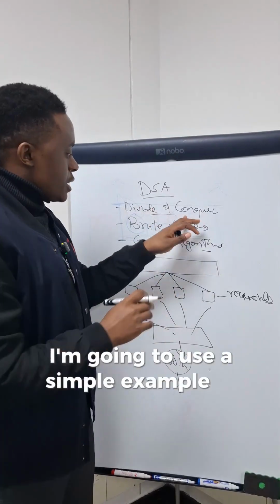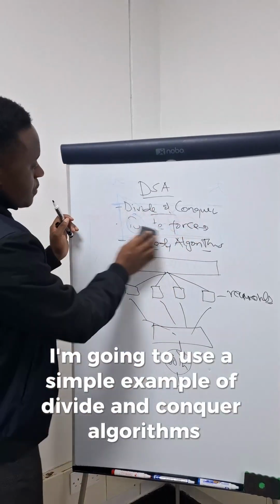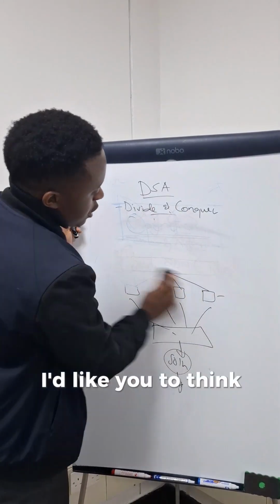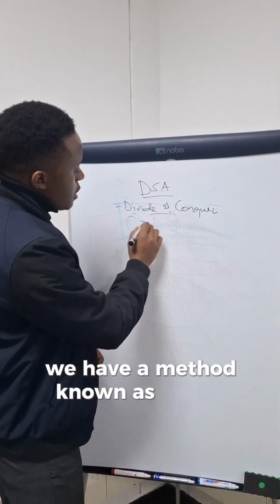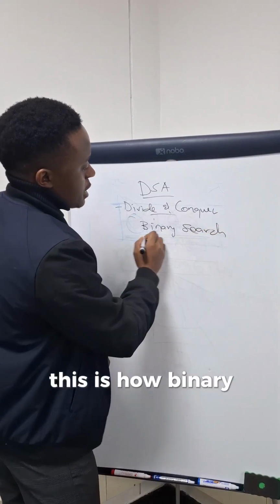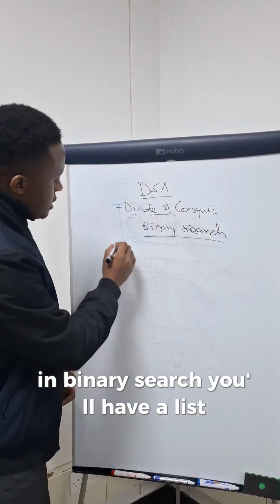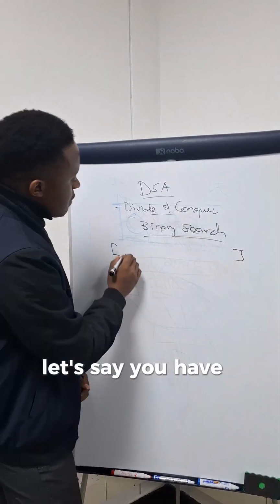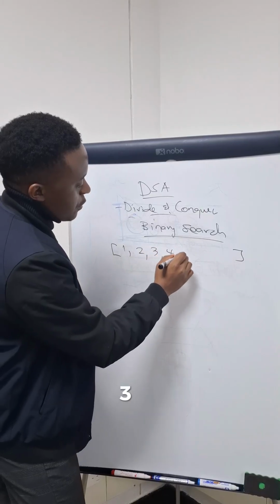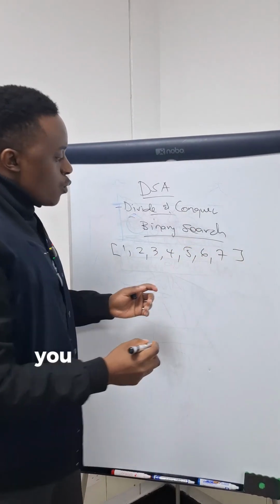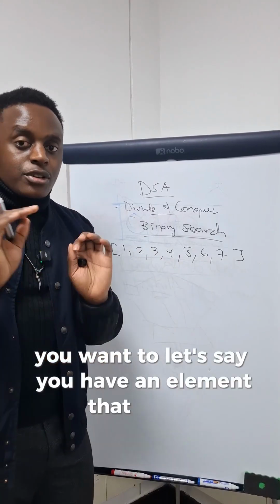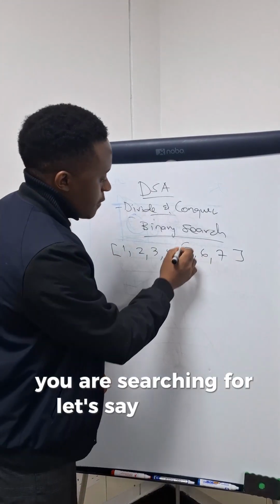I'm going to use a simple example of divide and conquer algorithms. When you talk about divide and conquer, I'd like you to think of search. And when you talk about search, we have a method known as binary search. This is how binary search works. In binary search, you'll have a list. So let's say you have a list of numbers that is sorted. So 1, 2, 3, 4, 5, 6, 7, like that. And let's say you have an element that you're searching for. You are searching for, let's say 5, right?